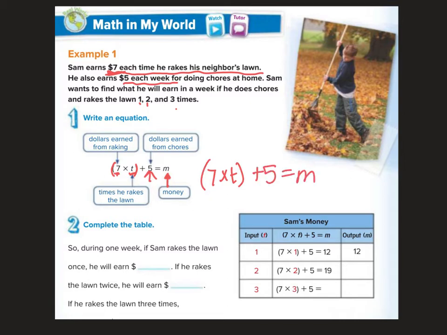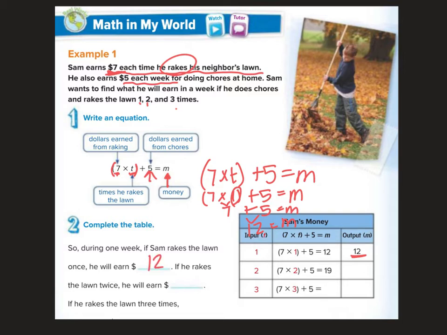Okay, so what I need to do is say, well, what if t is 1? Let's plug it in. Right underneath t, I put a 1. Bring everything down. 7 times 1 is 7, plus 5, equals m. I did 1 step. 7 plus 5 is 12. So if he rakes 1 lawn, he will make $12. If Sam rakes the lawn once, he will earn $12.